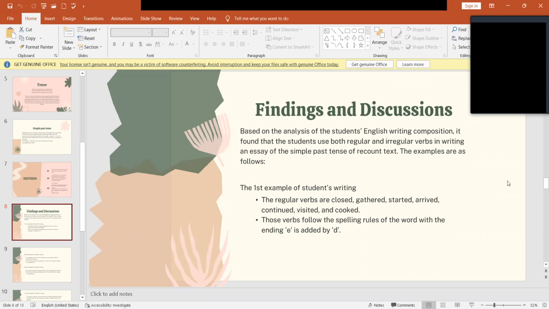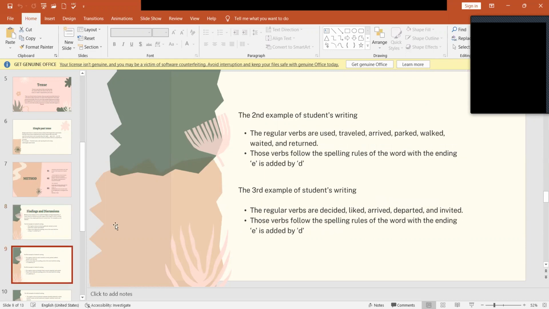The regular verbs are closed, gathered, started, arrived, continued, visited, and cooked. Those verbs follow the spelling rule of words ending in E, which are added with D. For example, verb 1 is close, then verb 2 changes into closed, and verb 1 is arrive, then verb 2 changes into arrived.